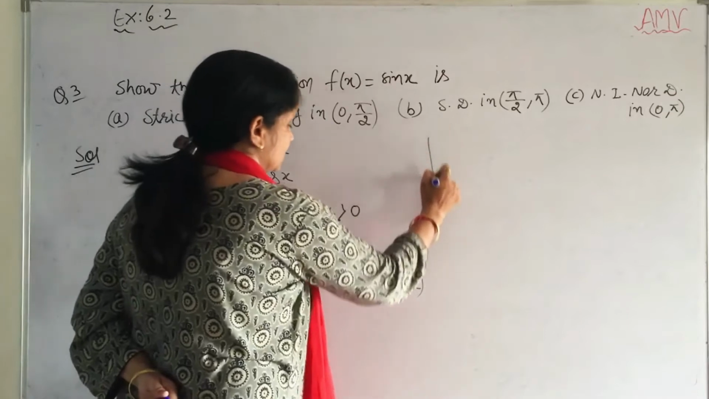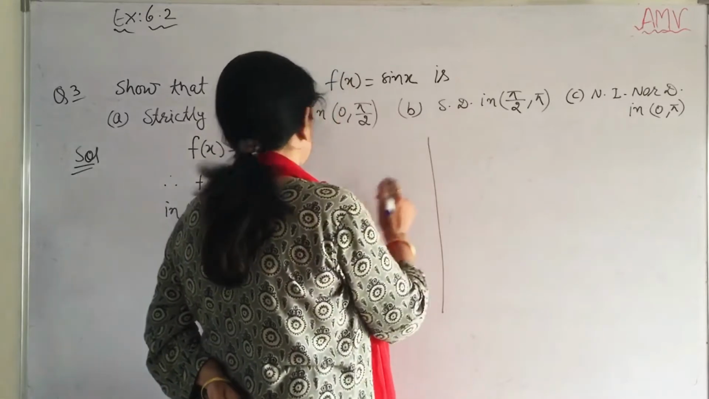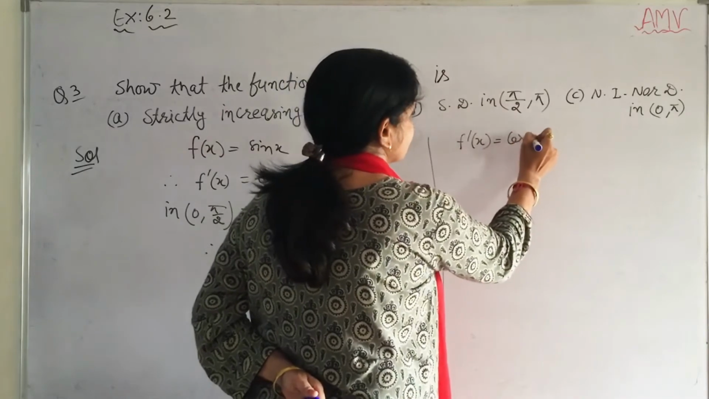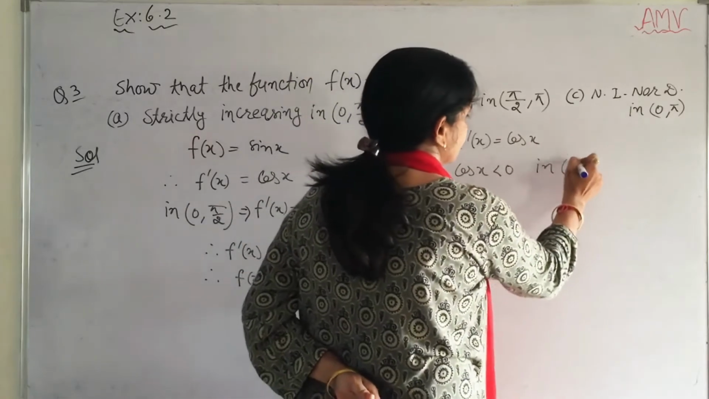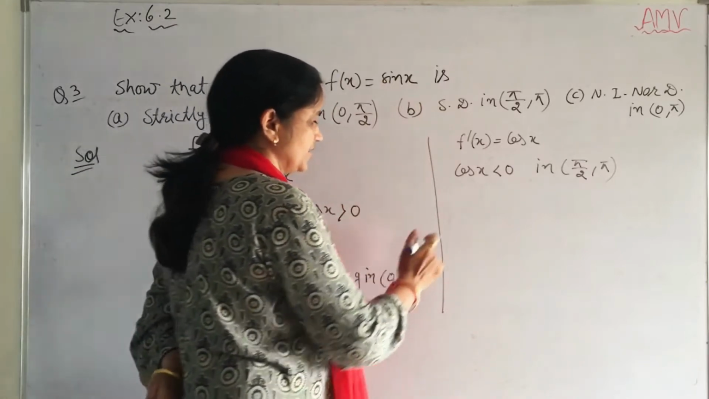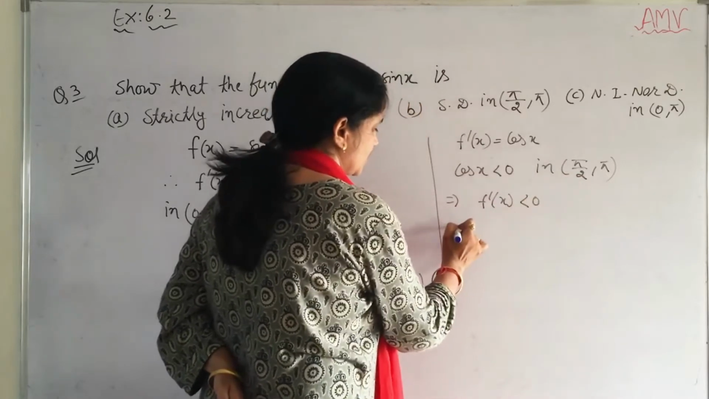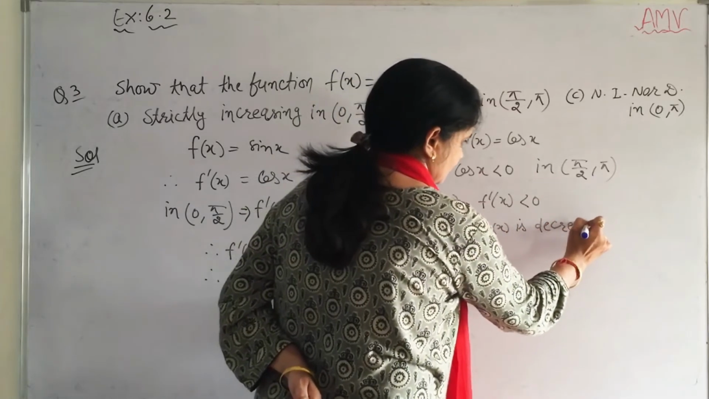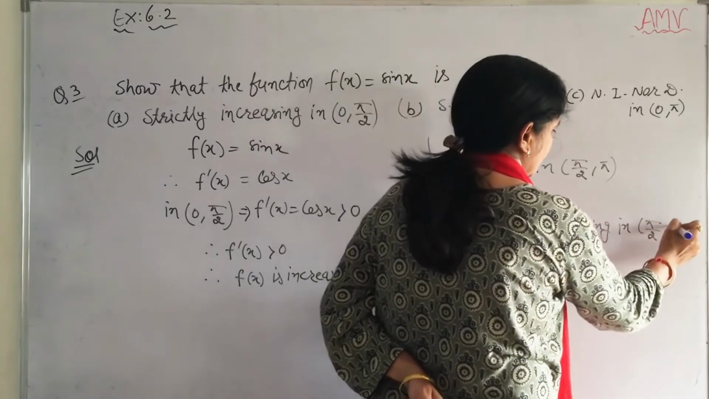Now, in the next part, it is strictly decreasing. Here f dash x is cos x, and cos x is less than 0 in the interval pi by 2 to pi. Second quadrant, cos x is negative. Therefore, f dash x is less than 0 in this interval, and f(x) is decreasing in the interval pi by 2 to pi.